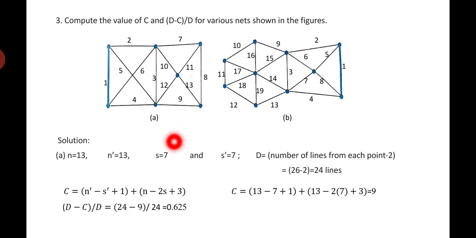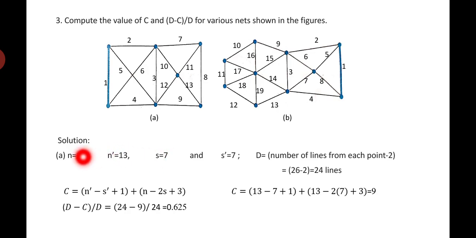So first of all you should understand what the things to get are. Now how to get the C formula? You can see C is equal to (n dash minus s dash plus 1) plus (n minus 2s plus 3). This is the formula for C. And D is the number of lines observed from each side minus 2. D comes from the possibilities of observing these sides, that is, from the number of stations you have, how many sides you can observe. That we are going to calculate as D, right? So how to get that?